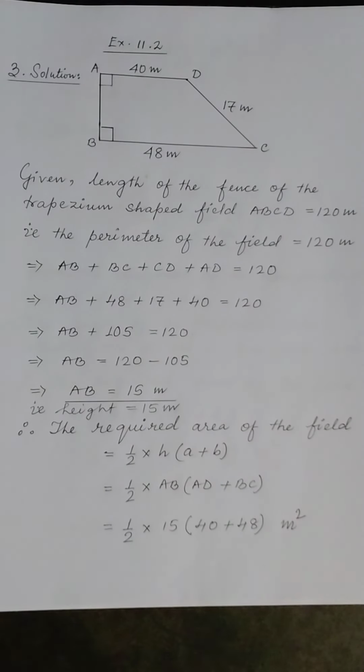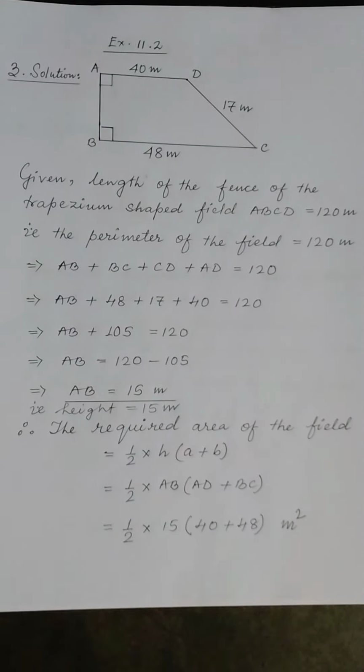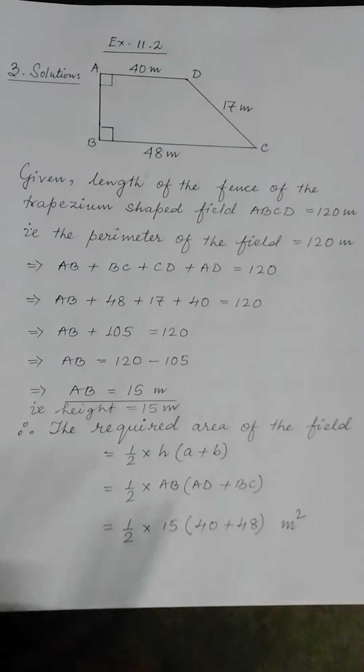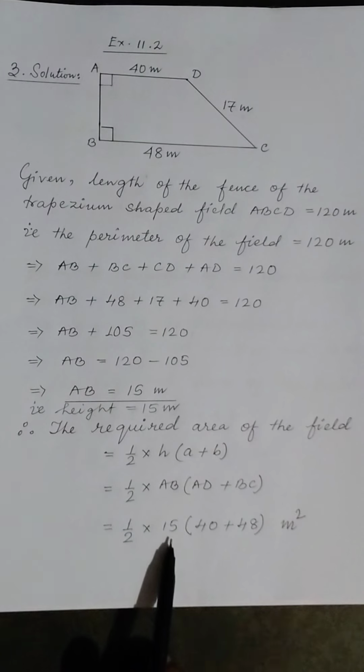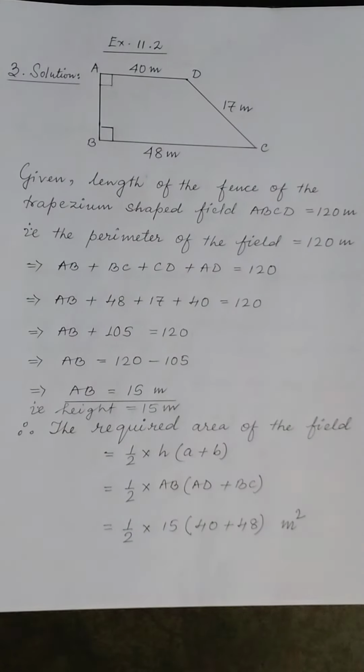Right? Got it? Now therefore the required area of the field means trapezium shaped field. So what? Half into H into A plus B. Don't forget to mention the formula. Now half into AB. Okay. AB is the height. Parallel sides are AD and BC. Okay. These are the parallel sides. So put the values. Half into what? 15 is the height. Then your 40 plus 48, square meter. Area will come in square meter. Isn't it? Okay. Clear to me?